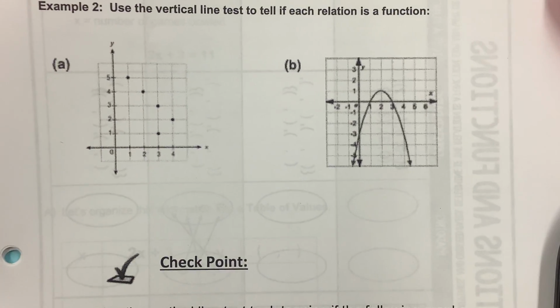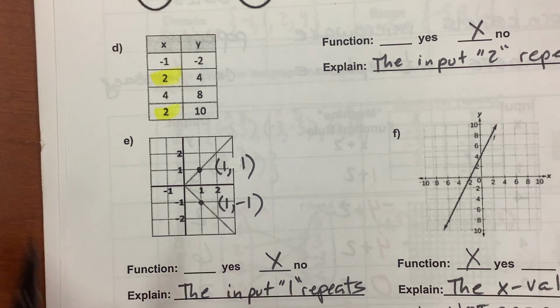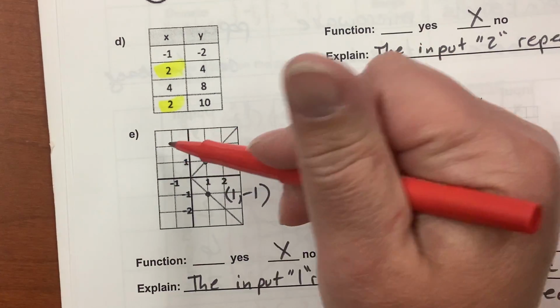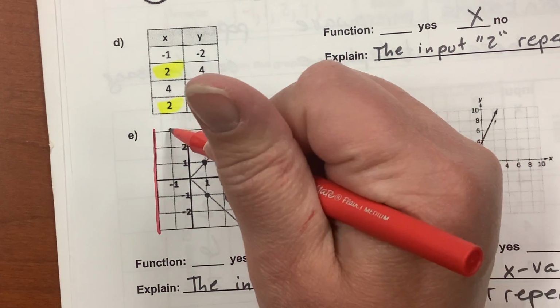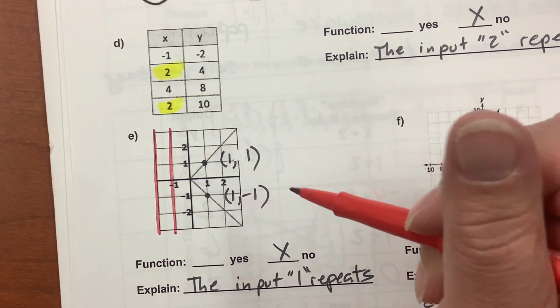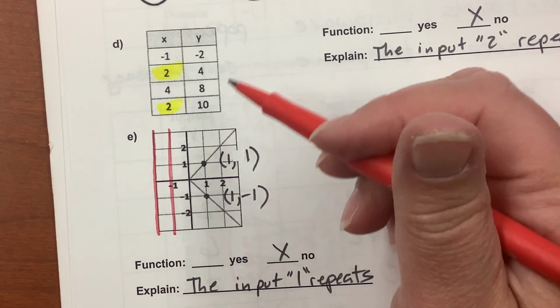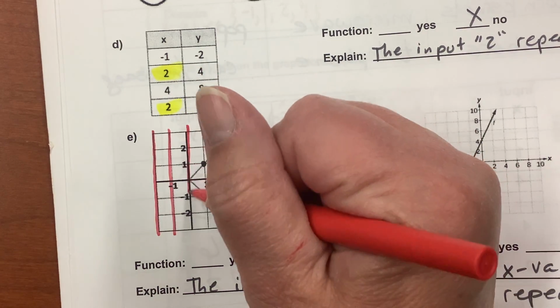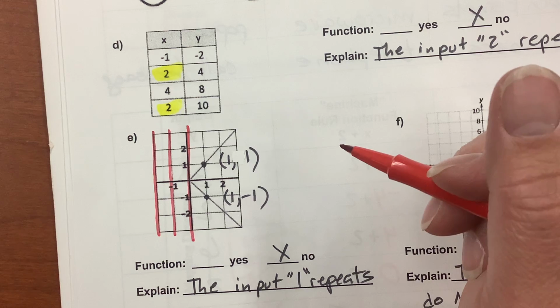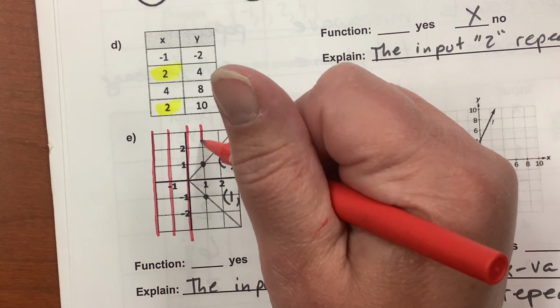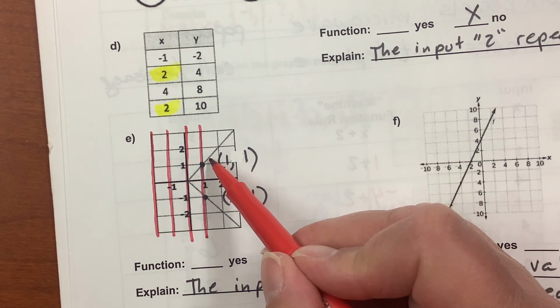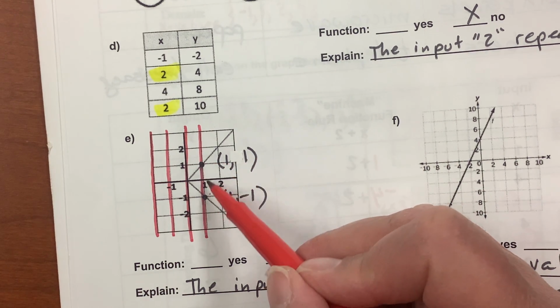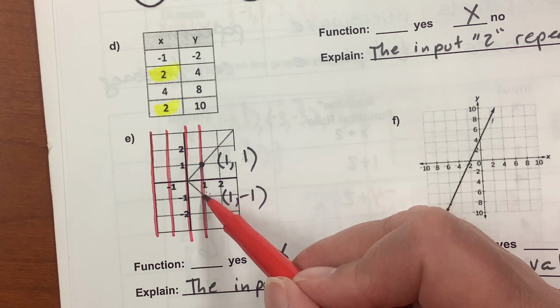A vertical line test. Okay, I want to do that on here. A vertical line is any of these lines. You see this line? That's a vertical line. This is a vertical line. Any line that goes up and down the page is a vertical line. Even the y-axis is a vertical line. And if I draw this vertical line, look, it intersects my relation, my graph, at 2 points.